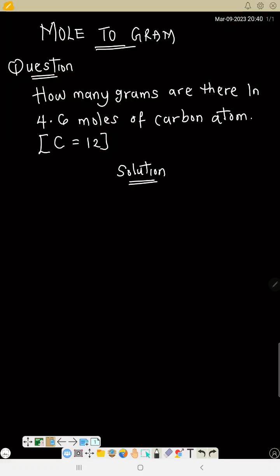So now let's do mole to gram conversion. Instead of using a formula here, we'll just use the conversion scale. So let's see this question. How many grams are there in 4.6 moles of carbon atom? Now, what does the question mean? As you read the question, what do you understand by it?